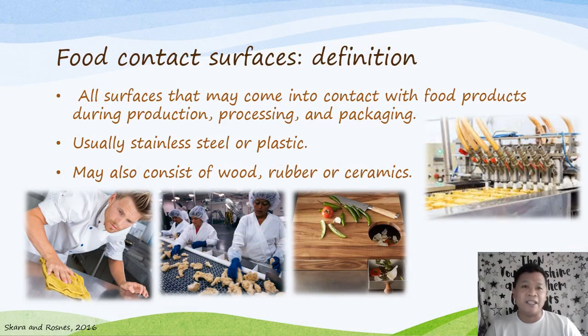Lahat ng bagay na nilalapatan ng raw, in-process or finished products during the production hanggang sa packaging ay kasama sa food contact surfaces. Usually gawa ito sa stainless steel or plastic, pero meron din mga pagkakataon na ito ay gawa sa kahoy, rubber, or ceramic materials.